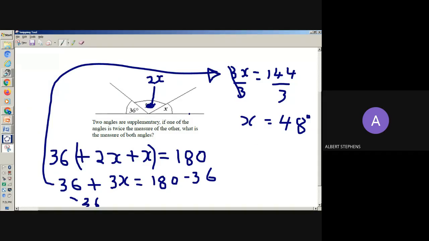But let's answer the question. It says, what is the measure of both angles? So we know that x is 48. What is the middle one equal to? It's going to be 2 times 48, which is 96. And class, if you add 48 plus 96 plus 36, you should get 180. Can somebody check that for me, please? Yes, it is. Very good. Any questions?